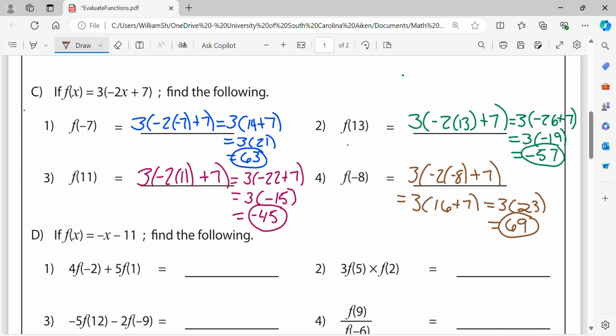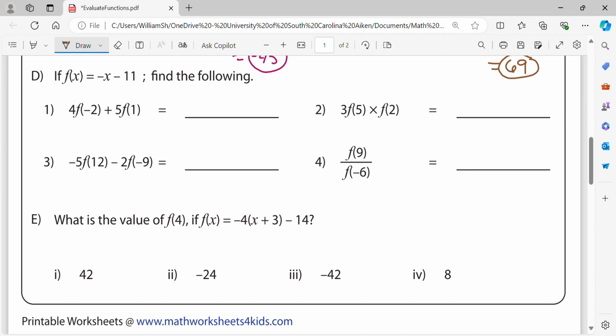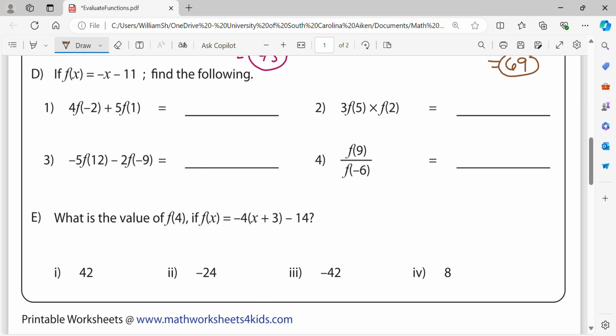All right, let's try another one. It says if f of x equals negative x minus 11, we want to find the following: 4 times f of negative 2 plus 5 times f of 1. Now, we can get complicated with these functions, and we can basically perform functions on functions. And that's essentially what we're doing here.